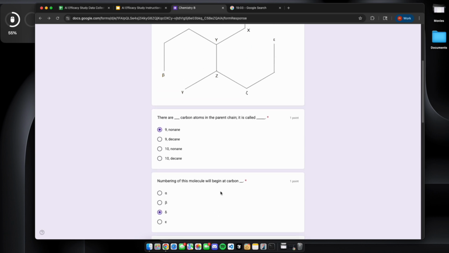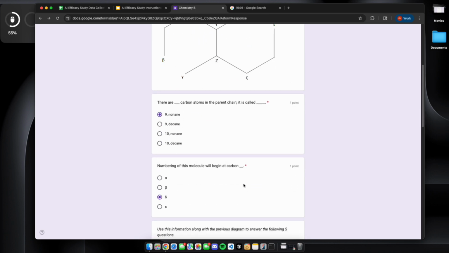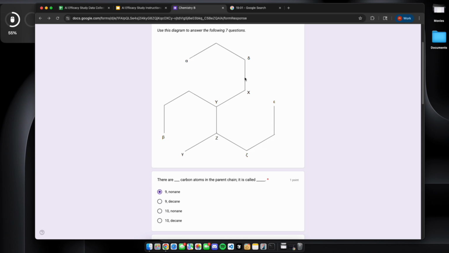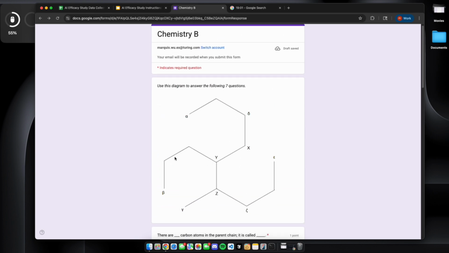And then numbering of the molecule will begin at carbon blank. So the numbering of the molecule should begin at the path which is longest. Like if we tried to trace with a pencil without lifting up the pencil, that would be the longest line, and then the start of it would be the beginning. So if we start here, 1, 2, 3, 4, 5, 6, 7. 1, 2, 3, 4, 5. 1, 2, 3, 4, 5, 6, 7. So 7 is the most if we start from here.